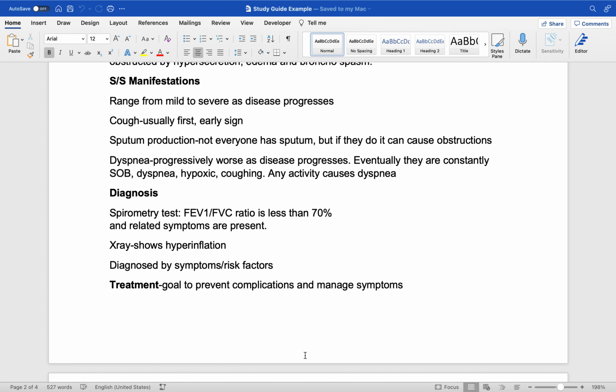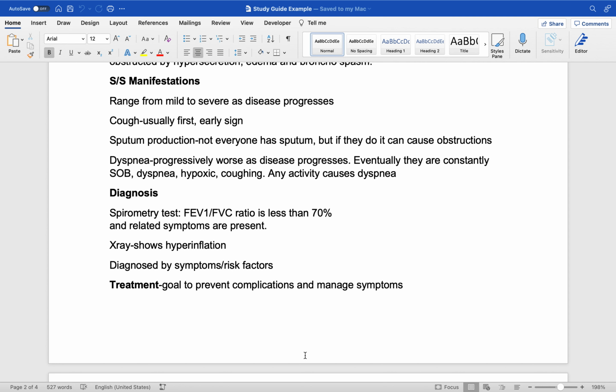Diagnostic wise, again, you want to make sure that you know what the test means. So if you know this already, then don't add it to your study guide. Don't make more work for yourself. But if you don't know why you would do a spirometry test or what would indicate that the person has COPD, you want to add that to your study guide.